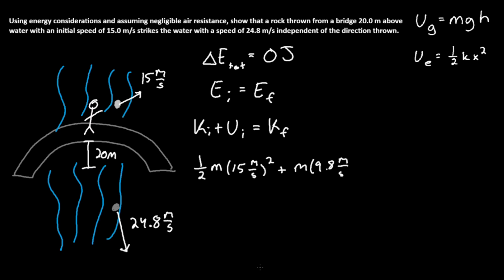Let's put the unit, mgh. So h is 20 meters, since we're 20 meters above the water. Now we just need to calculate the final kinetic energy, which is done like so. And as you've noticed, the mass of the rock doesn't matter. You could have done this with kinematics, right?